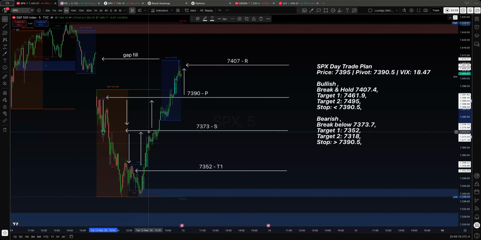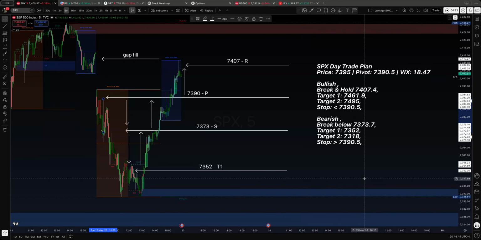And then upon reclaiming 73.73, you could have taken that long into our pivot here, 73.90. Upon reclaiming this pivot here, you could have taken that right into resistance at 74.07, almost a full gap fill. About 4 points off from that. So that was just a quick rundown.